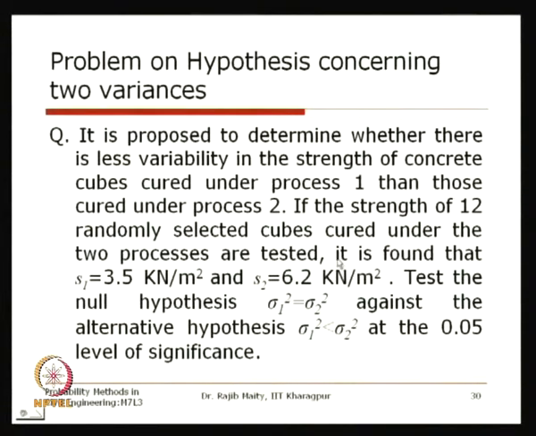And so, sample data is taken. There are 12 randomly selected cubes under each of the 2 processes that are tested. It is found that S1 is 3.5 kilonewton per meter square and S2 is 6.2 kilonewton per meter square. Test the null hypothesis that they are the same against the alternative hypothesis that the first is lesser than the second, at the level of significance 0.05.